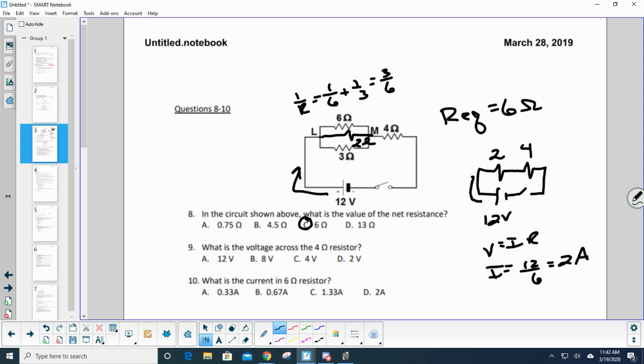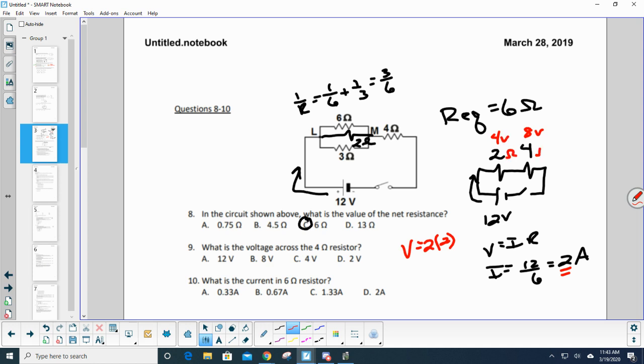So if our current's going around here and we need this voltage drop right here, let me make that red. Voltage equals I, which we just said was 2, times R, which is 2. So this guy right here used up 4 volts. If he used up 4 volts, how many does the 4 ohm one use up? 8 volts. 8 volts.